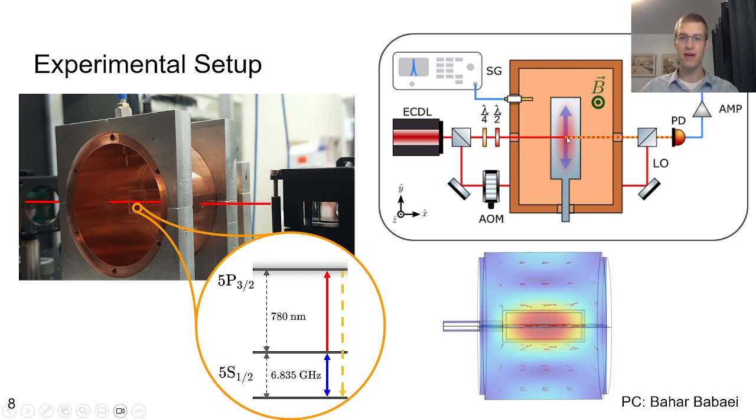Now the idler and the pump propagate collinearly out of the cell and interfere with a local oscillator beam, and they interfere on a photodiode. We measure the beat signal on a spectrum analyzer. That's how we collect our data.